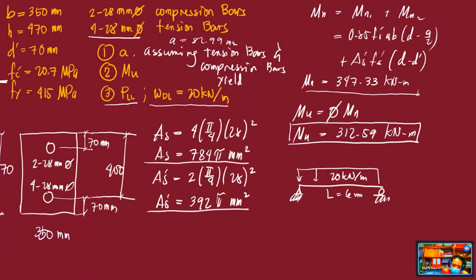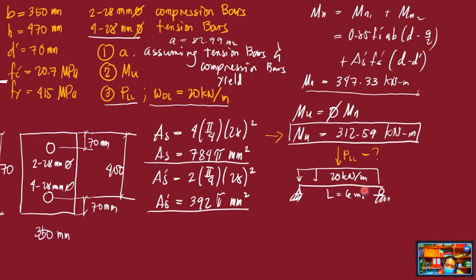Then there is a concentrated load at midspan. That is P_L, or the live load, but we don't know its magnitude yet. Take note, your ultimate moment capacity is this one, 312.59. So if you try to solve for the value of P_L, equate the maximum moment of this system to the value of your Mu. So how do we do that?